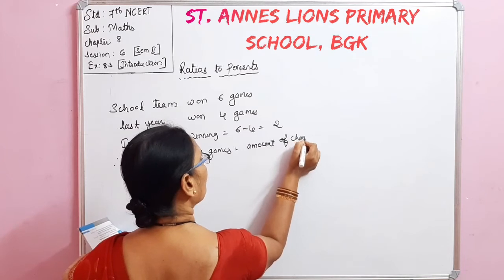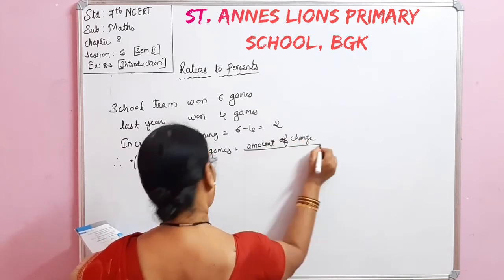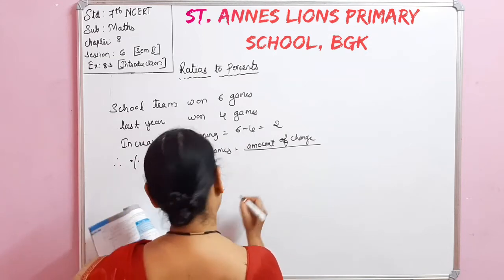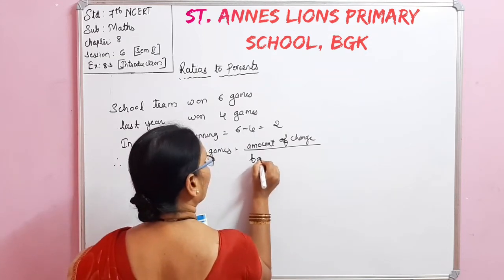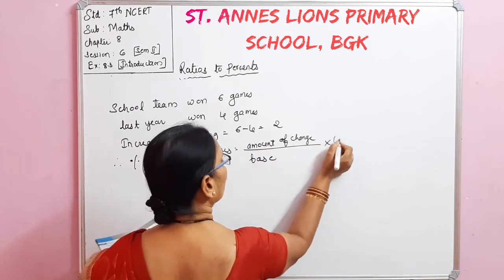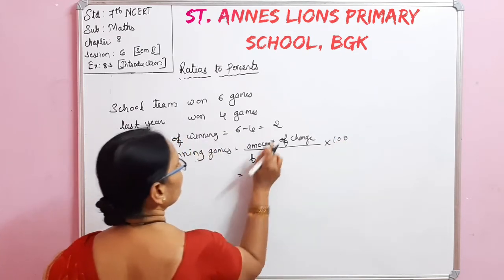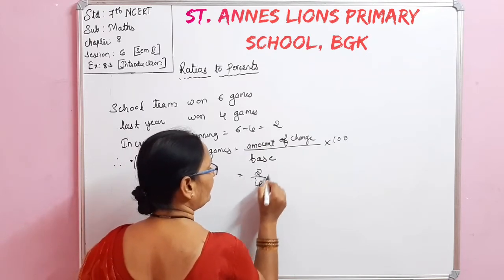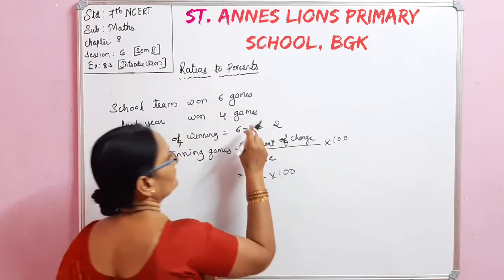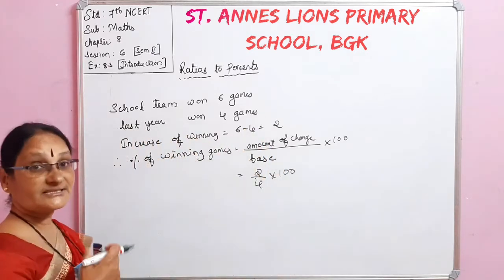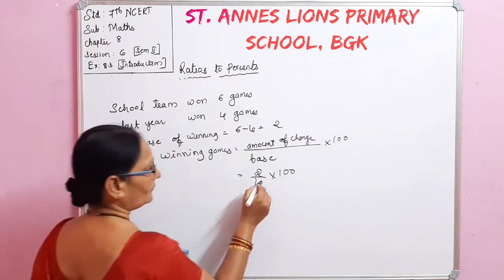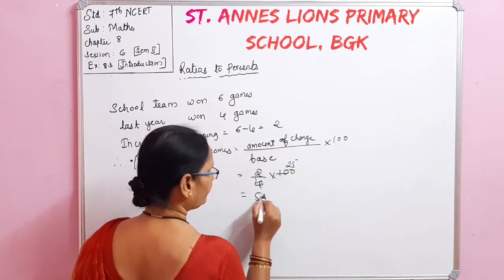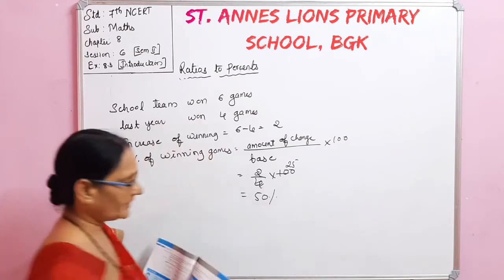What is the change or the increase we got? 2. Amount of change divided by original value or base, into 100. So here, the amount of change is 2, divided by 4, into 100. 4 is last year's value. 4 ones are 4, 25 fours are 100, so 2 over 4 into 100 is 50%.